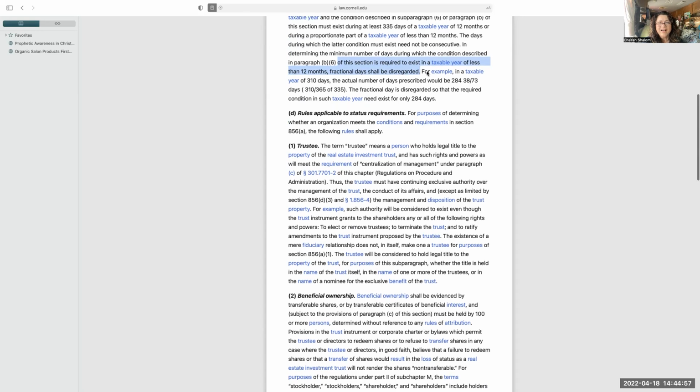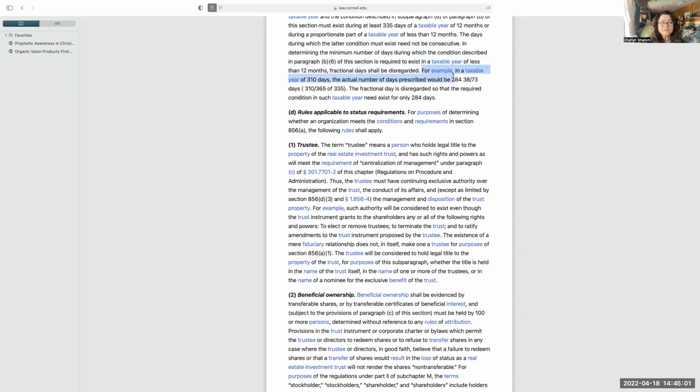Oh, for example, in a taxable year of 310 days, the actual number of days prescribed would be 284.38. Is that multiplied by or divided by 73 days? 310 of 365 of 355. I don't know. The fractional day is disregarded so that the required condition in such taxable year need exist for only 284 days. My head's spinning with all that.